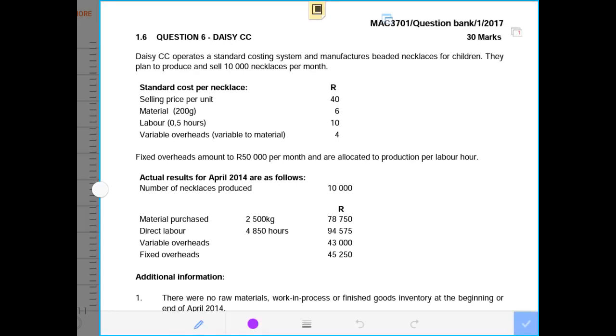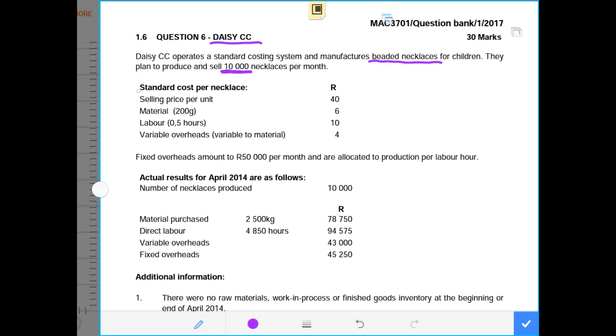The exercise from the 2017 question bank, and the name of the exercise is Daisy Close Cooperation. And this exercise reads as follows: Daisy CC operates a standard costing system and manufactures beaded necklaces for children. They plan to produce and sell 10,000 necklaces per month. So this company only sells one product, which is the beaded necklaces for children.